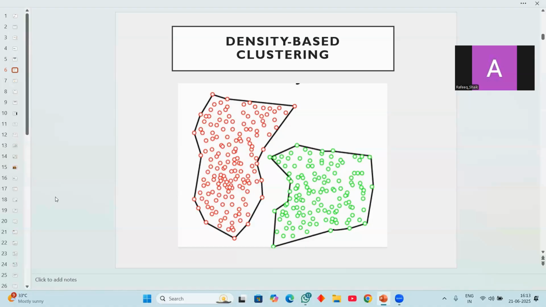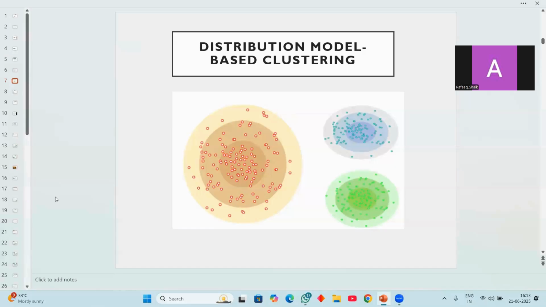for fraud detection. And distribution model-based clustering is nothing but assuming the data is generated from a mixture of probability distributions. Okay, like we use as an example the Gaussian mixture model, GMM. It uses statistical models to estimate the probability that a point belongs to a cluster. A point can belong to multiple clusters with probabilities, right? And like that it divides the data into specific groups.